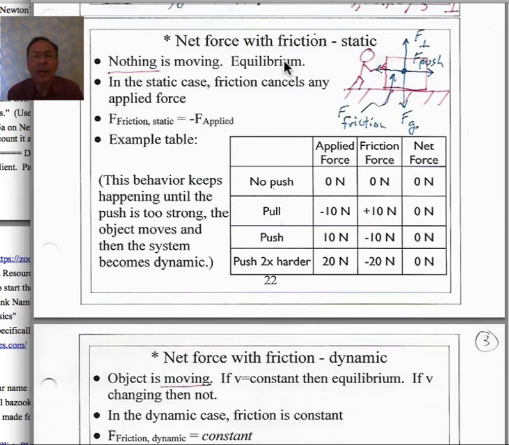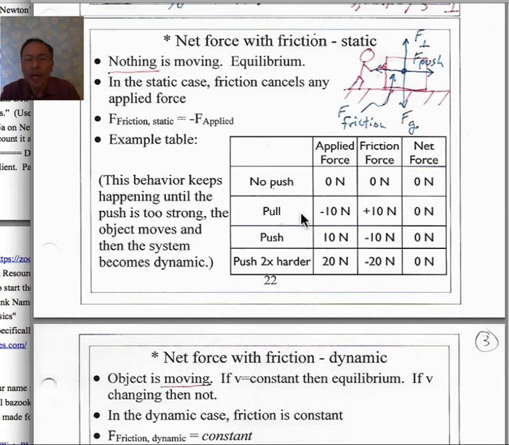Nothing is moving. We have equilibrium. I've got a little diagram here. The guy is going to push on this box, and I made a little table to explain what's happening. If he just stands there and doesn't push at all, then the friction force is 0, and the net force is 0. The net force at this point is just gravity pulling down and the supporting force, the normal force, pushing up on the box.